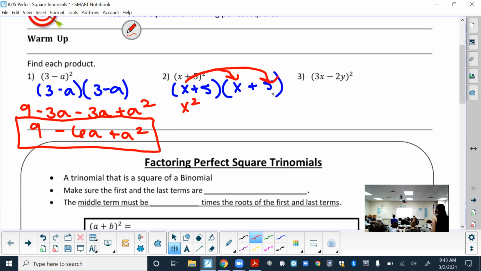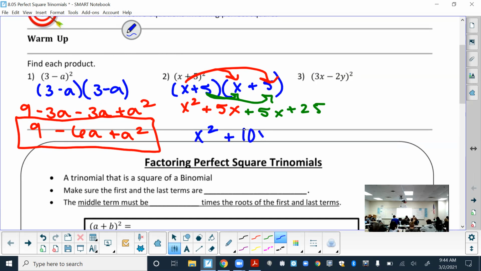X squared. Outer numbers, X times 5. And now distribute the 5 to the other set of parentheses as well. So 5 times x is, and 5 times 5 is. Combine like terms, that middle term becomes 10x, because 5x plus 5x. And then we get x squared plus 10x plus 25. Good on that one.